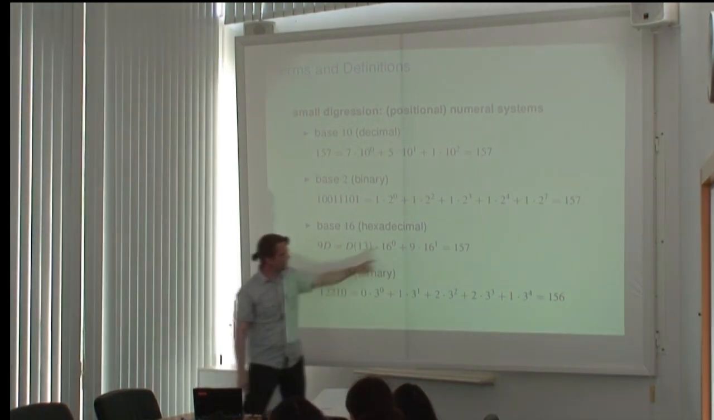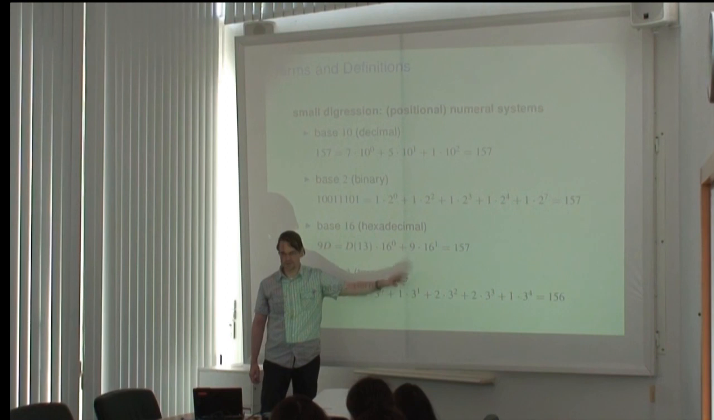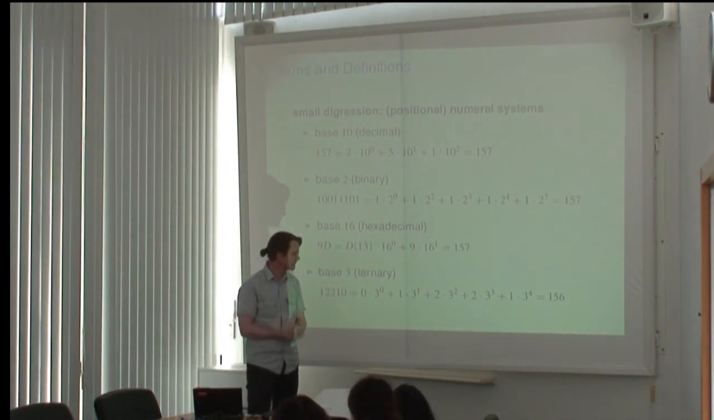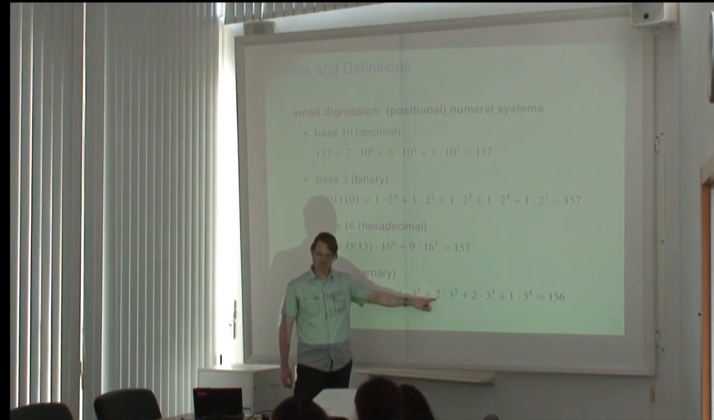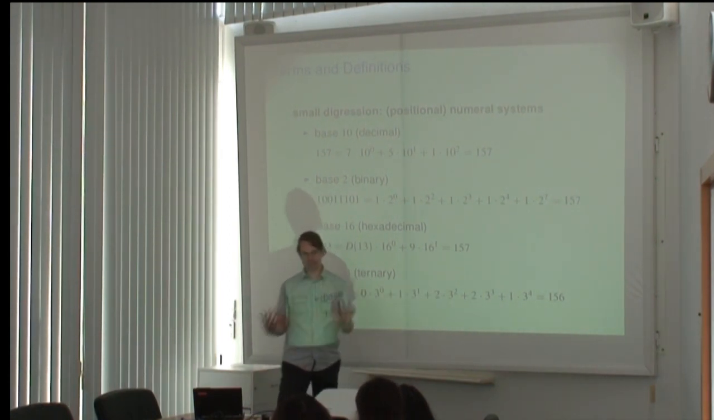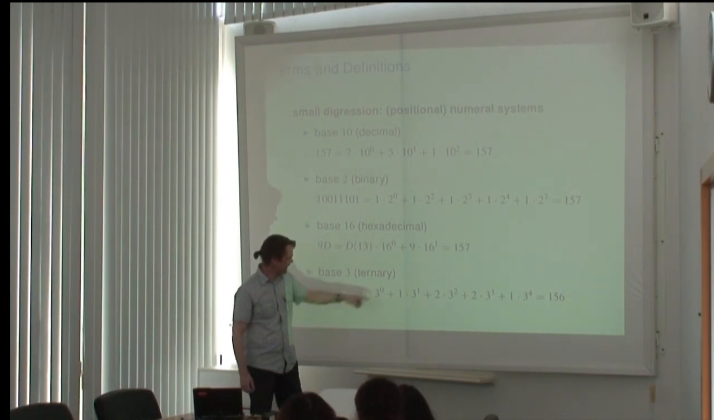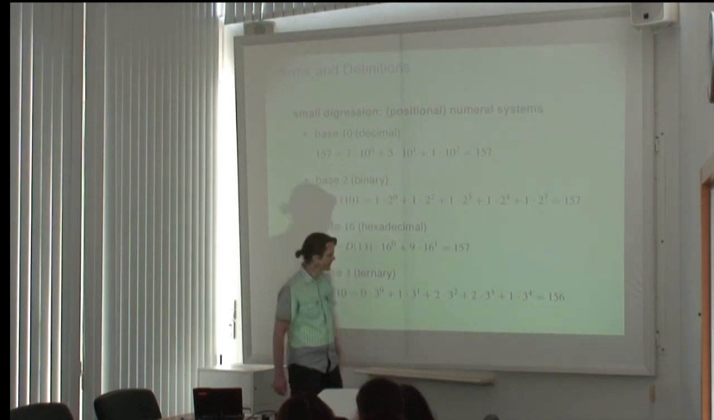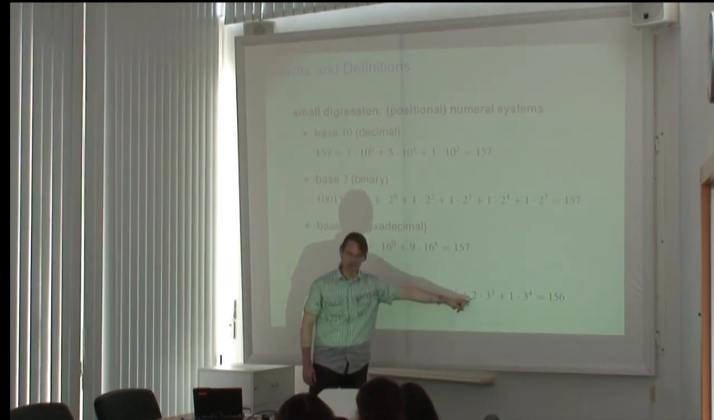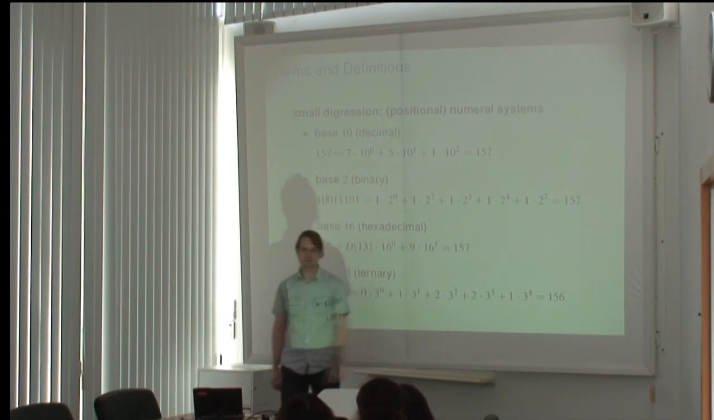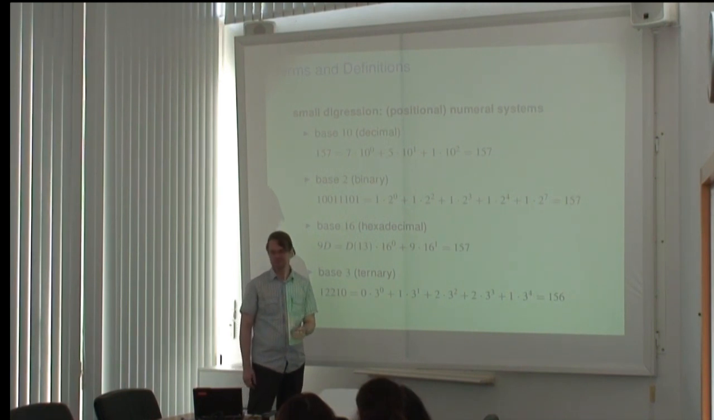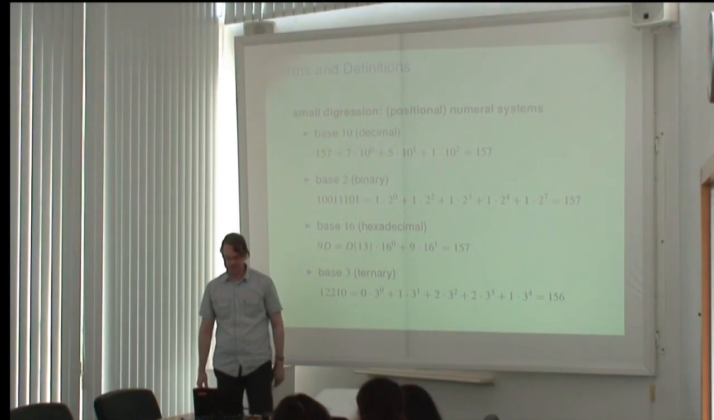So 157 is odd, right? Every power of 3 is odd, right? But if we have 2 times an odd number, it's an even number. If we add an odd number to an odd number, it's an even number. So we have 2 even numbers, 2 odd numbers. That is, this number, whatever it is, has to be even. And thus it cannot be 157. All right?